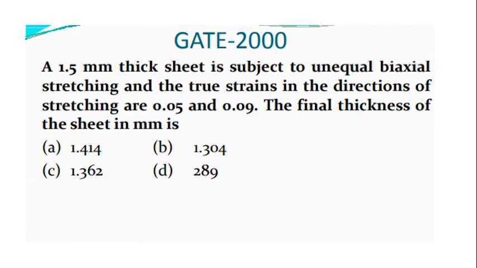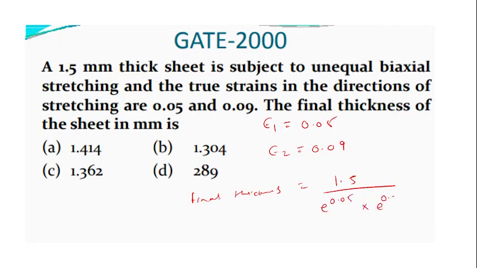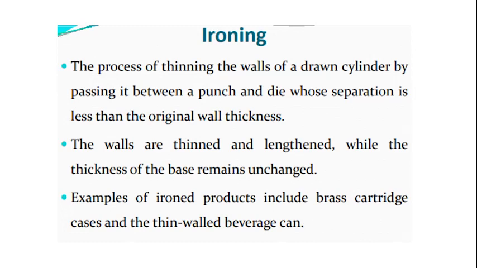Option B is correct. So let's read the question. A 1.5 mm thick sheet is subjected to unequal biaxial stretching and the two strains in the direction of stretching are 0.05 and 0.09. That is, strain 1 and strain 2 are given. Find the final thickness of the sheet in mm. So your final thickness T is 1.5 mm divided by e to the power 0.05 times e to the power 0.09. When you solve this, it will come as 1.304 mm.